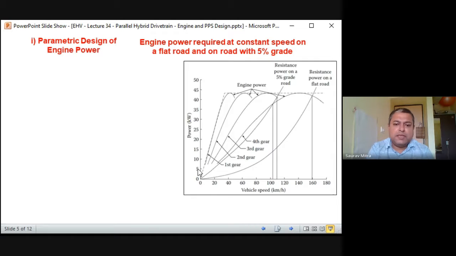So there are four gears: first, second, third, fourth. All of the gears generate a maximum power of 43 kilowatt, but the first gear generates that power within 0 to 40 kilometer per hour. The second gear generates up to maybe 65 or 70 kilometer per hour. The third gear generates up to 110, and the fourth gear up to 180 kilometer per hour.